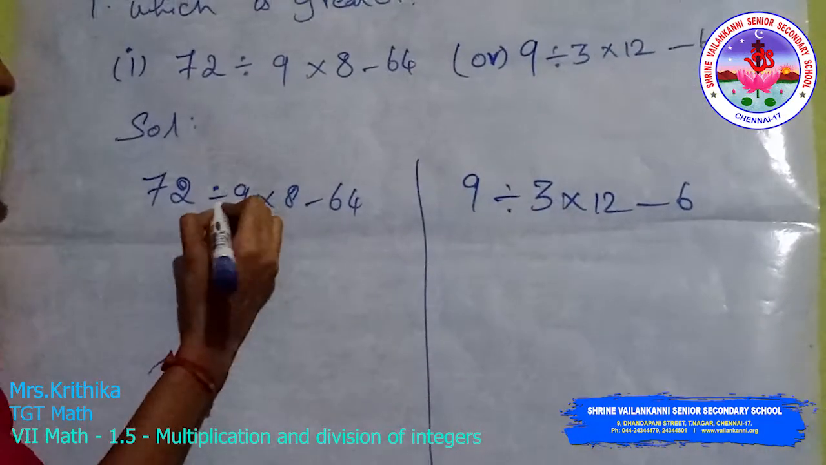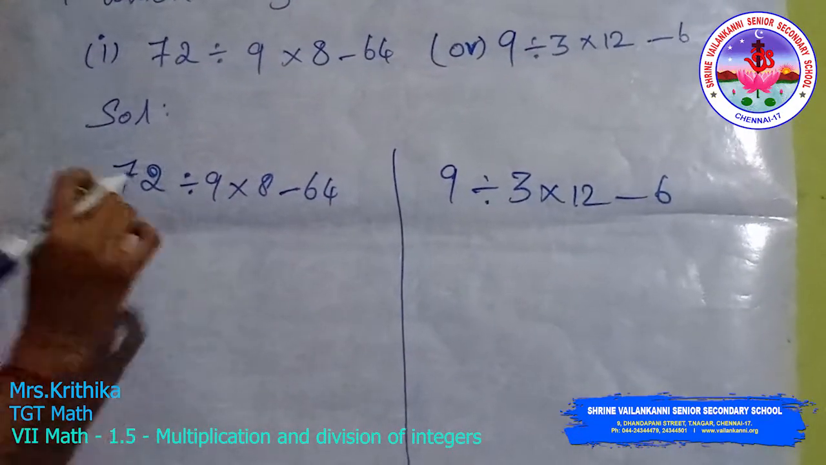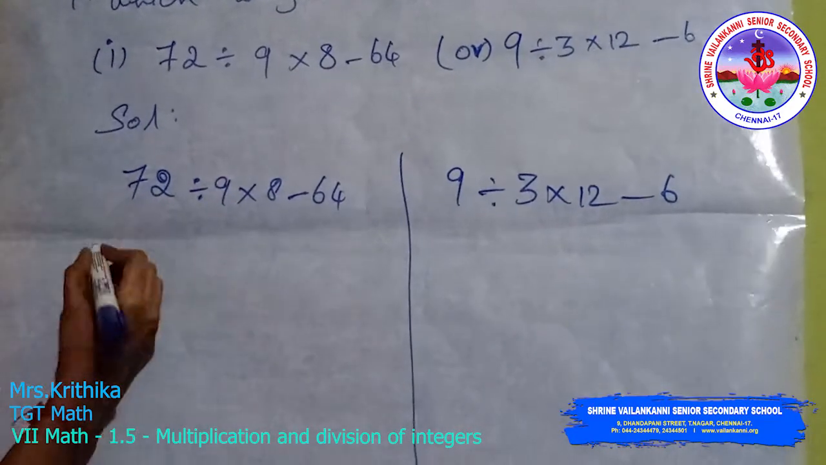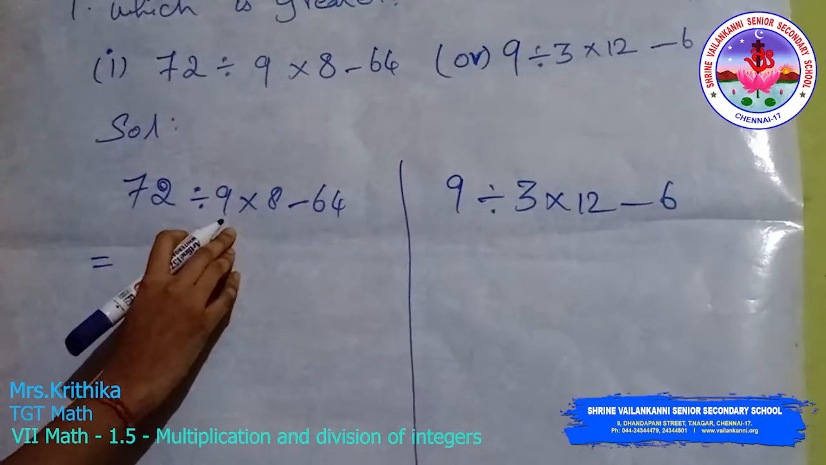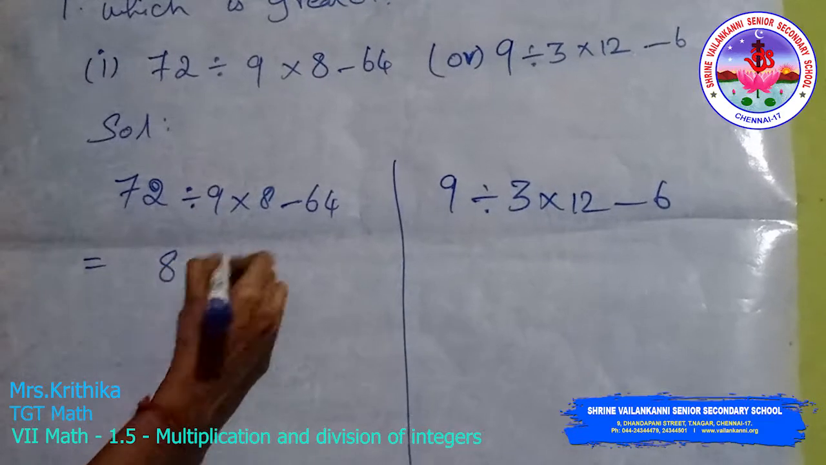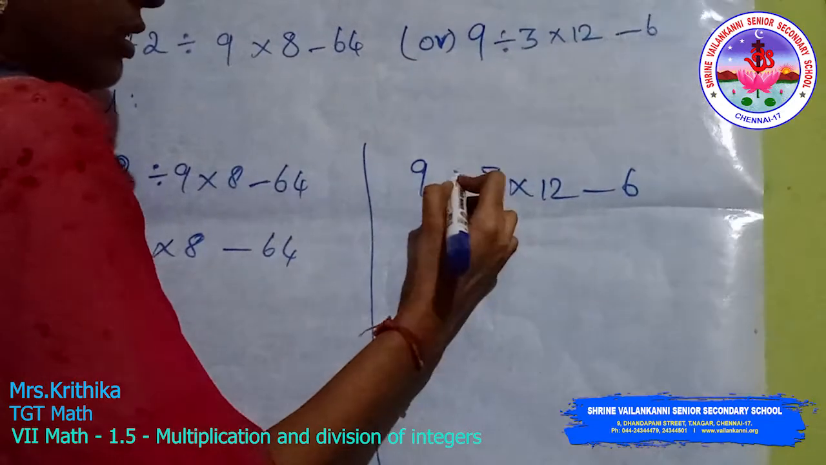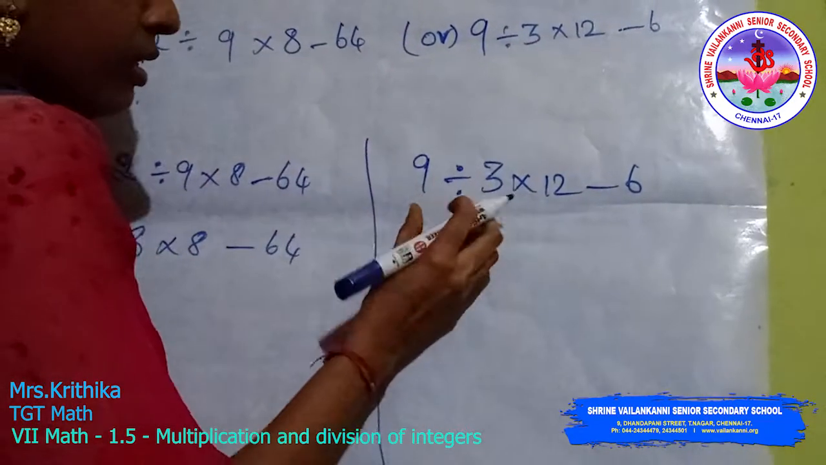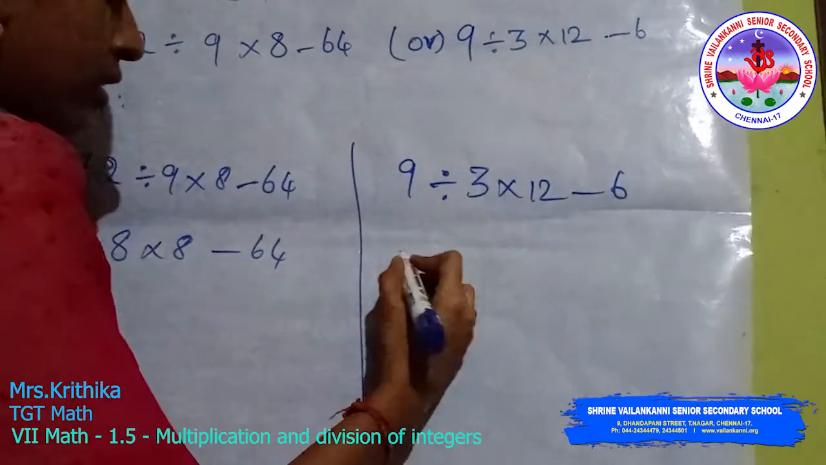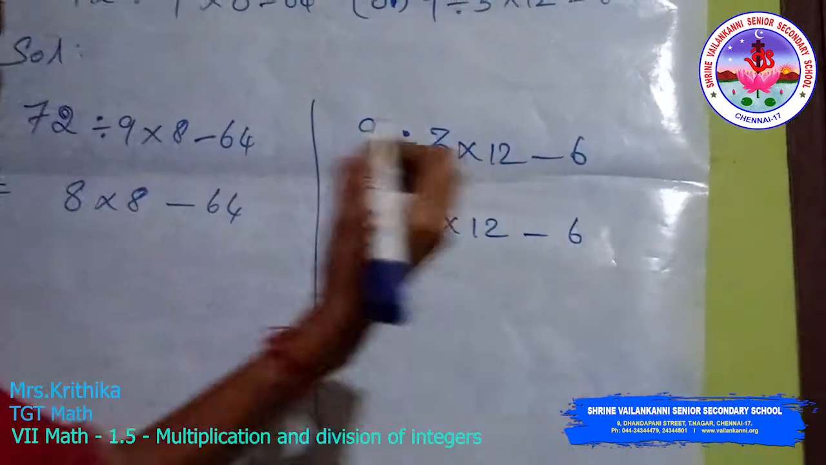The first, using the simplification, using the BODMAS method. BODMAS means first priority goes to division. 72 divided by 9, the first priority is division. 72 divided by 9 is 8. 8 into 8 minus 64. And this right hand side, here also the first priority goes to division. 9 divided by 3 is 3 into 12 minus 6.